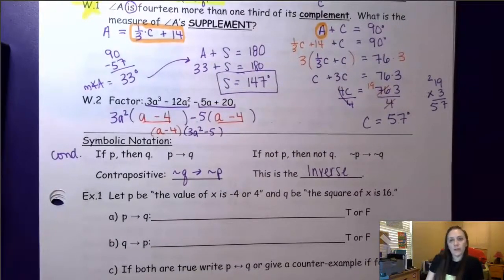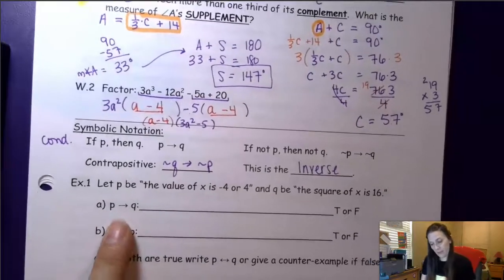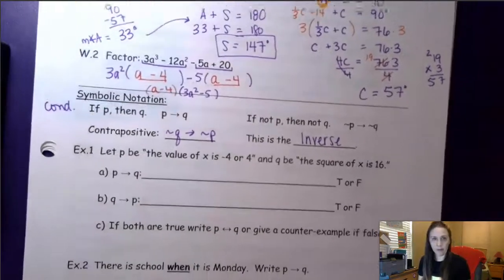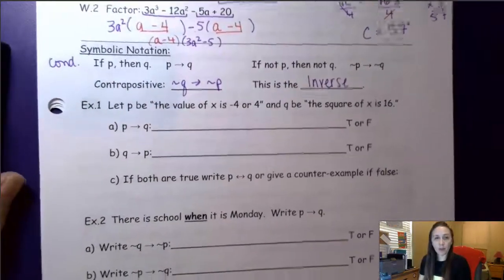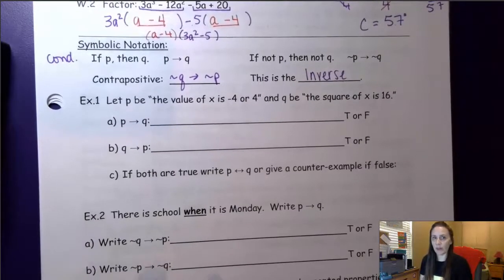Okay, we want to let P be the value of x is negative 4 or positive 4, and Q is the square of x is 16. I want to write this out in an if-then statement, and I want to decide if they're true or false. Okay, I'm going to go ahead and pause my screen and fill it in for you. You go ahead and pause and fill it in as well and see if you set it up correctly.